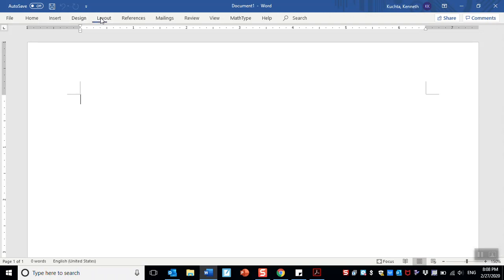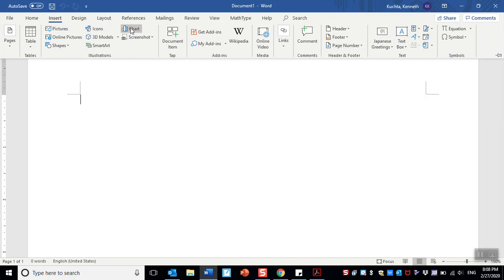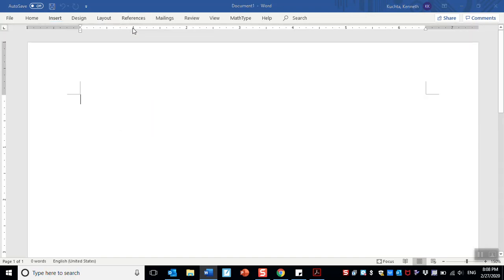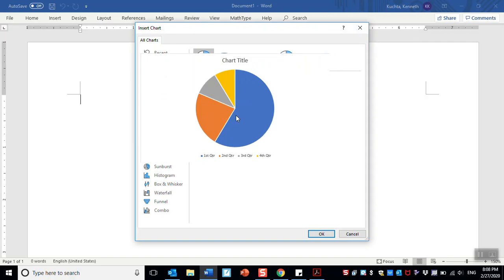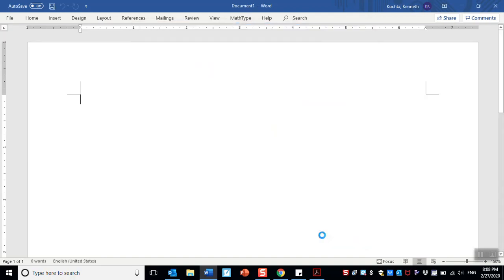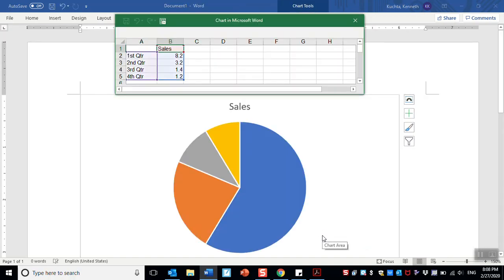You go to Insert, sorry, not Layout, Insert, Chart, which is right under References. And we've all decided that we're going to do a pie chart, which is also called a circle graph. And you hit OK. And then you edit the data here.